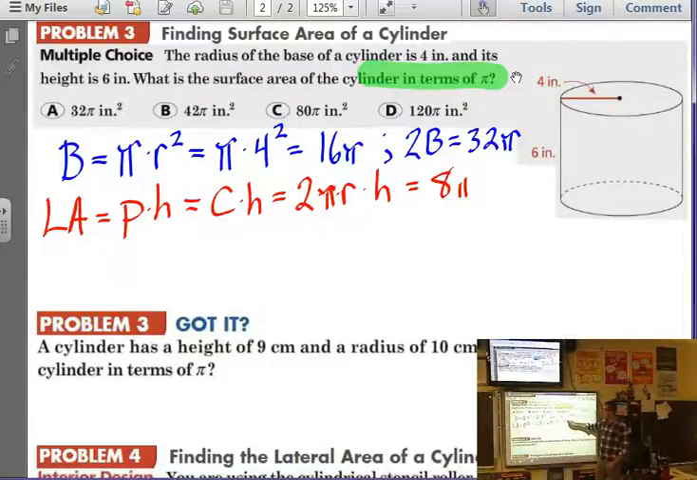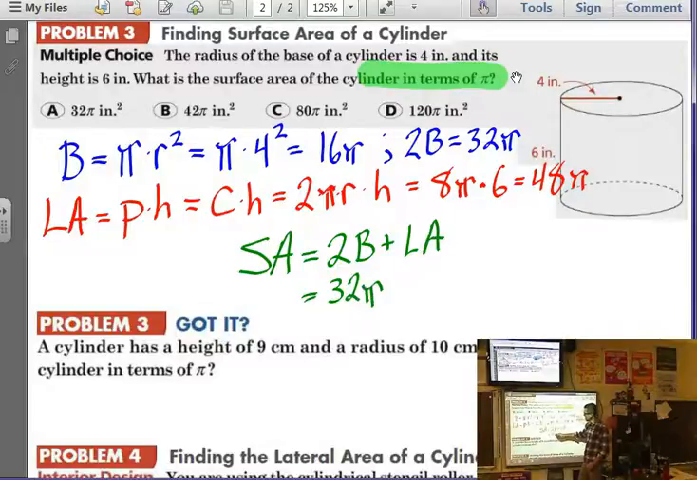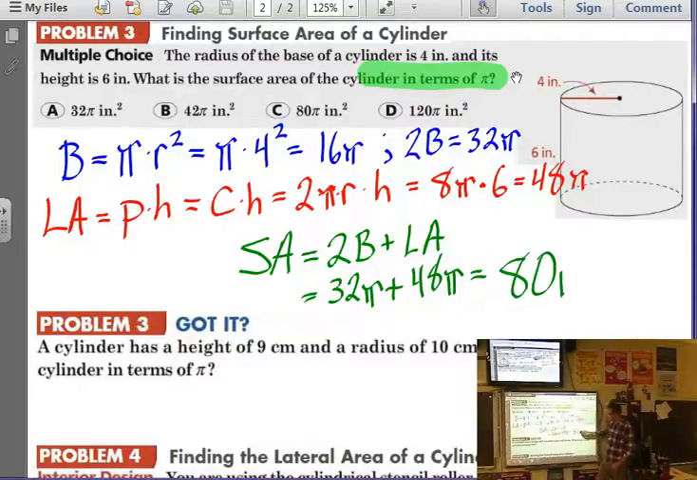So we really get 8 pi times the height of 6. 8 times 6? 48. 48 pi. That's a lot of pi, man. 32 plus 48 is 80. We add these up: the 2B plus the lateral area, which is 48 pi, gets 80 pi. Go ahead and try the got it on your own. Make sure you label it: 80 pi inches squared.